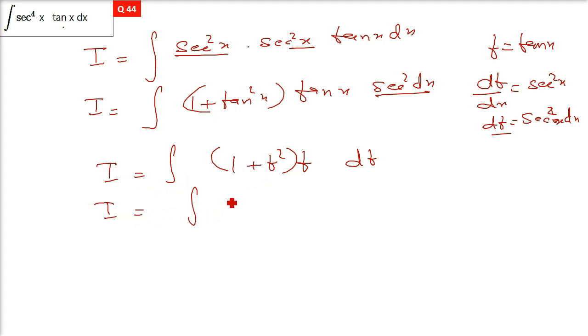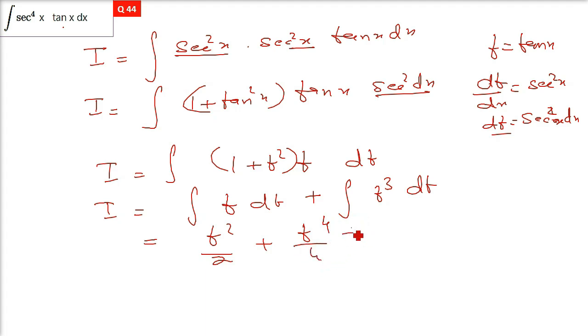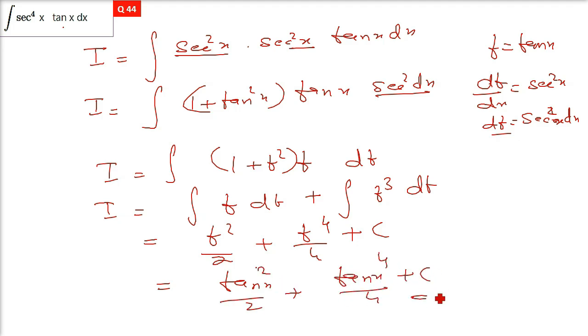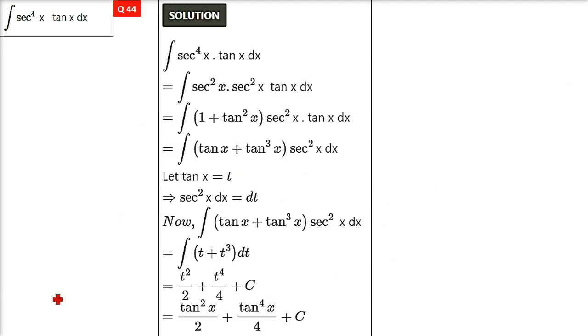Integration will be t, I am multiplying and writing t dt plus t square into t will be t cube. So t cube dt it will be. So this is going to be t square by 2 plus t raised 4 by 4 plus constant of integration. And t was earlier tan x. So tan x whole square by 2 plus tan x to the power 4 by 4 plus constant of integration. That's your final result. So this is the way of doing it.